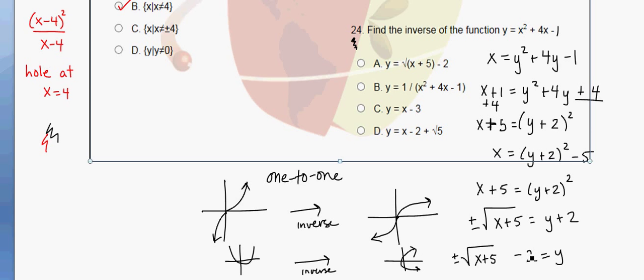Notice that this isn't a choice, though. So the thing they must mean, and again, I don't even like this because of how they wrote it, but the square root of x plus 5 minus 2 is what they're looking for. So there you go. I don't love the problem, but that's what it is.